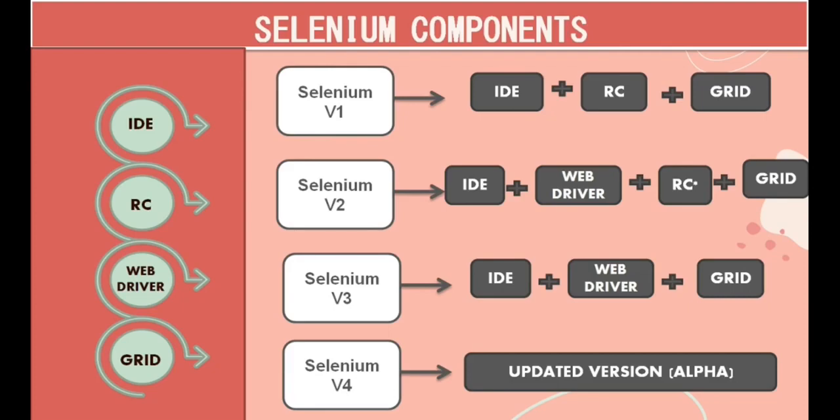Now see, here we will dig into some history of the Selenium. Here the Selenium version 1, we have the Selenium IDE, RC plus grid. So when Jason Huggins introduced the Selenium, the tool was called a JavaScript program. He called it a JavaScript test runner. But he had one major issue that is called the same origin policy.